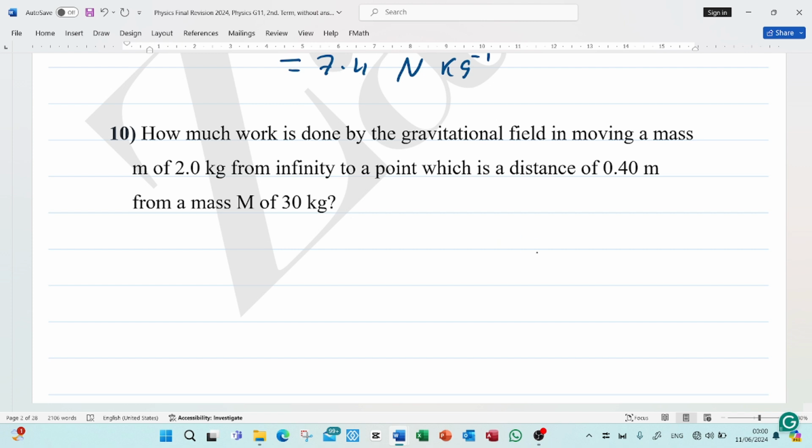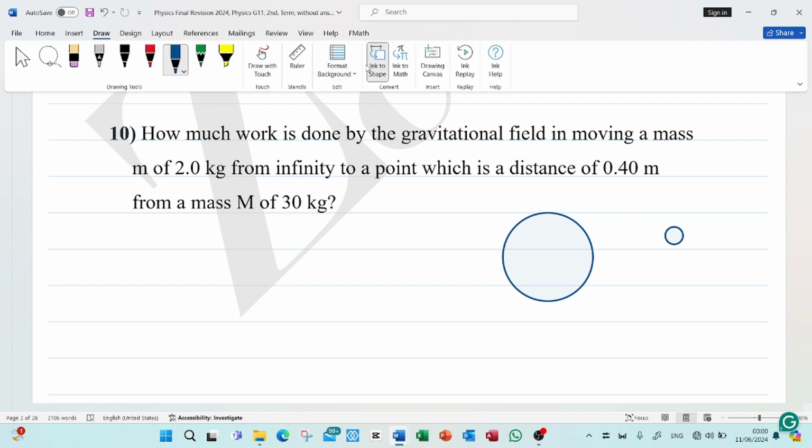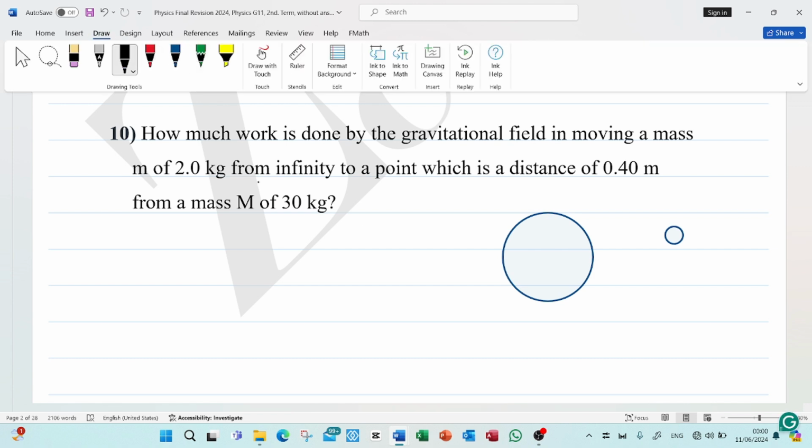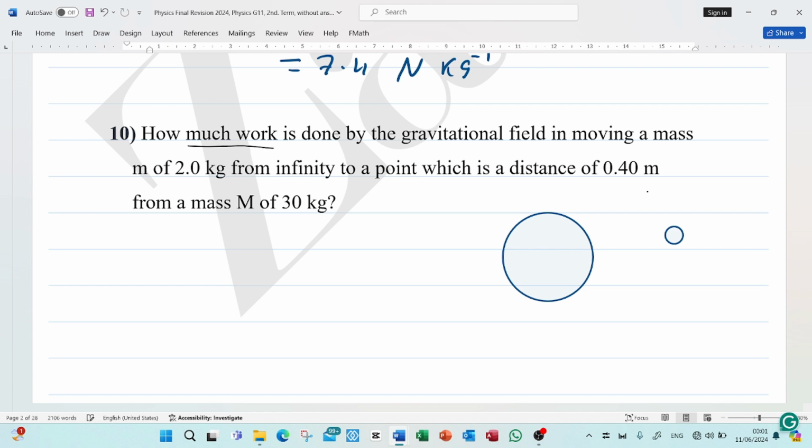Okay. Now here we have the mass m. So this is a big mass. And then this is the small mass. Okay. Now let us go back here. Now, what are the givens? How much work is done by the gravitational field in moving a mass m? So this is the mass m, which is 2 kilogram. From infinity, at infinity, the gravitational potential is 0.